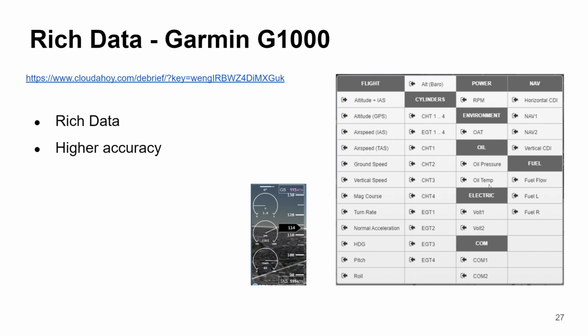This is a view of, as I mentioned, rich data. Not only do we have more data, but we have more accurate data. We have access to data like the best GPS data that you're going to get, which is what comes directly off of the avionics. So we'll take a peek at that.